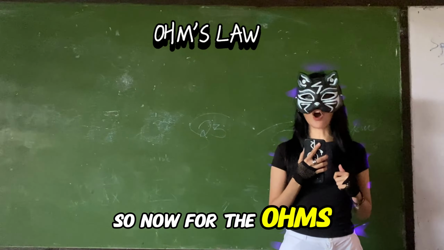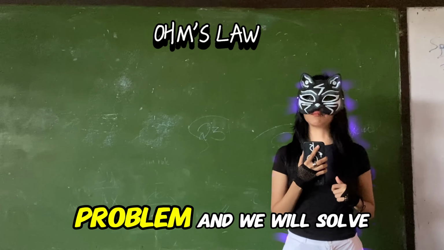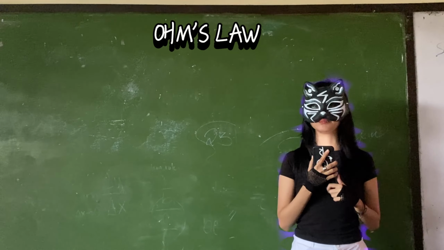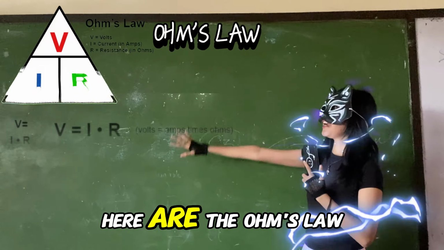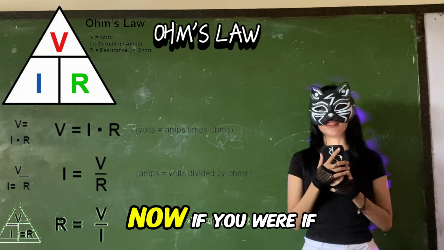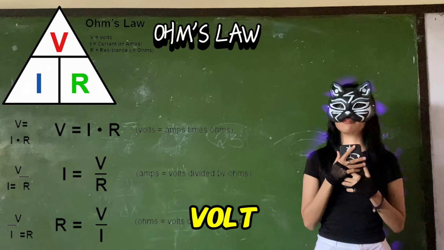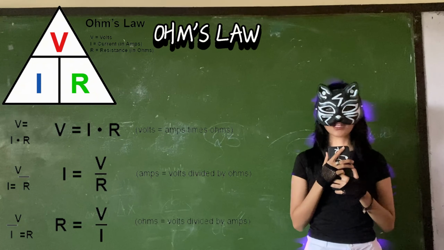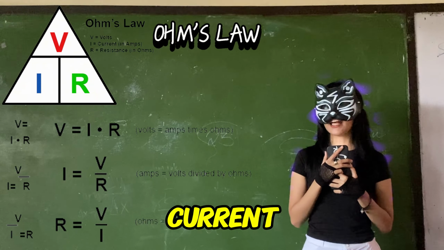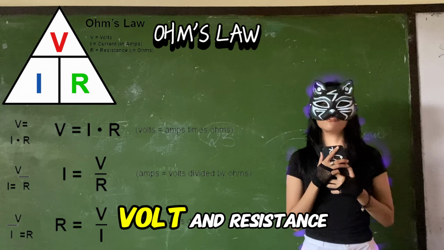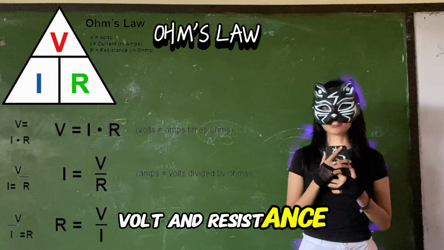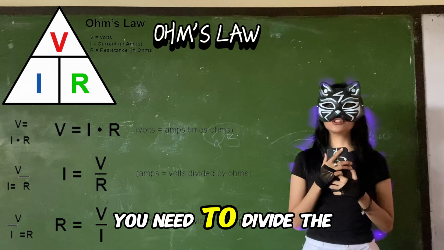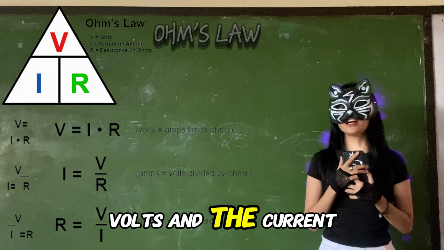So now, for Ohm's law, I will provide you a problem and we will solve it together using the Ohm's law formula. Here is the Ohm's law formula. If you are looking for the volts, you need to multiply the current and the resistance. While if you are looking for the current, you need to divide the volts by resistance. The same goes for looking for the resistance. You need to divide the volts by the current.